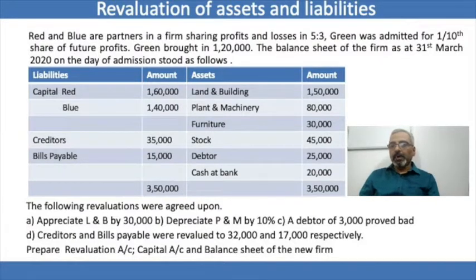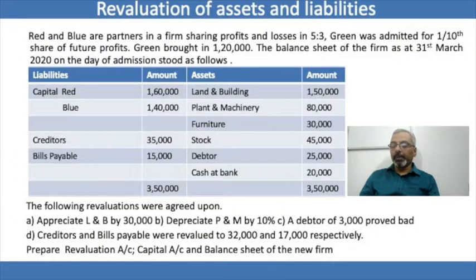Number 1, appreciate land and building by 30,000. Depreciate plant and machinery by 10%. A debtor of 3,000 proved bad. Creditors and bills payable were revalued to 32,000 and 17,000 respectively. So it can be clearly seen that the value of creditors is going down and the value of bills payable is going up.